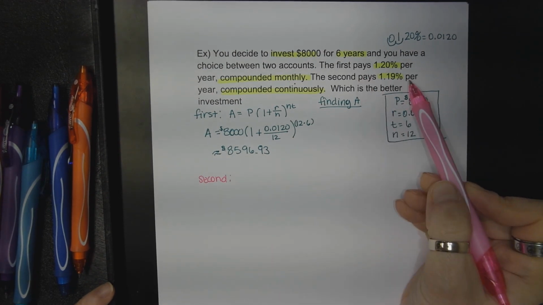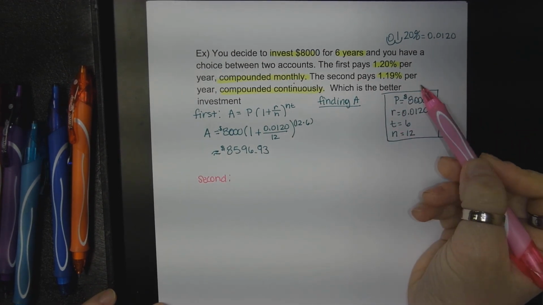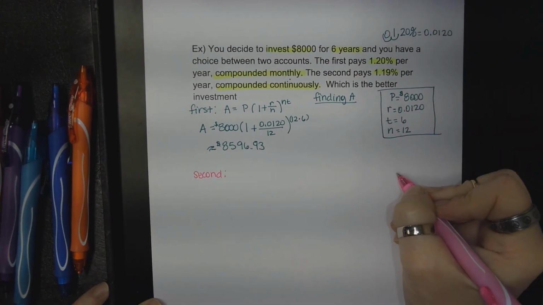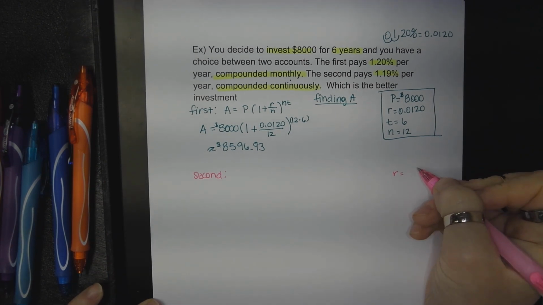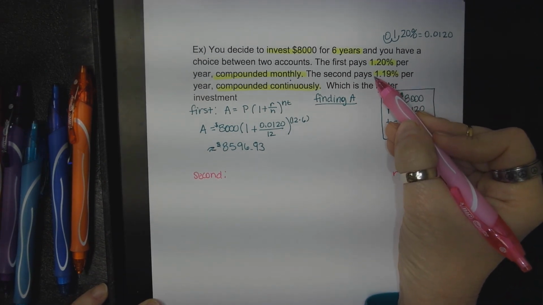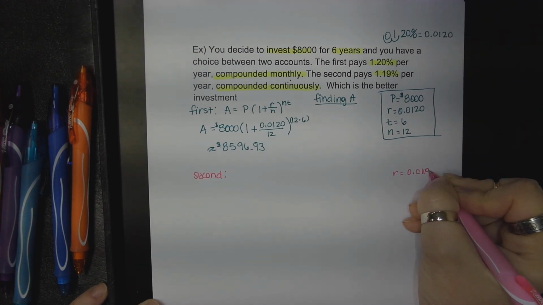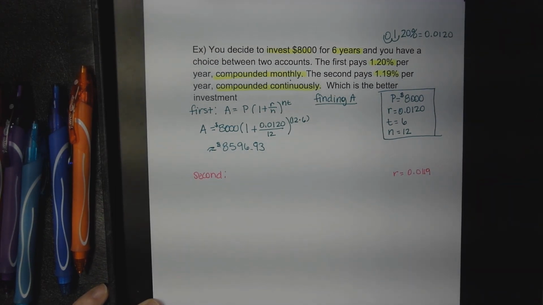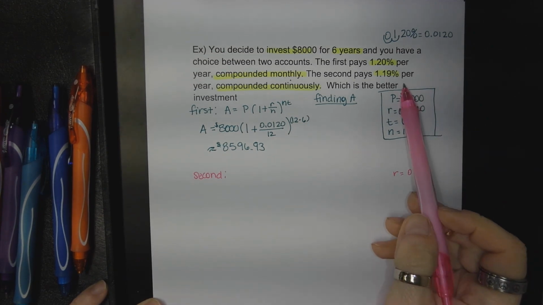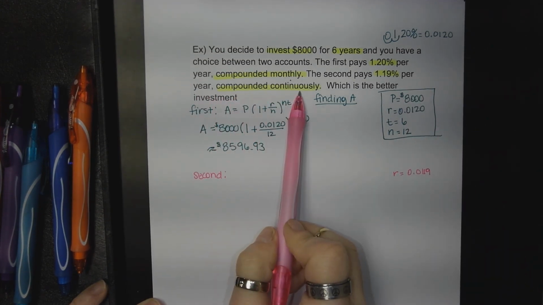Second account. So it pays everything about our key is going to be the same, except our rate is going to change. So this one, our rate, we're going to move our decimal point over 1, 2, so it's going to be 0.0119. Almost forgot my second one there, sorry. And it says per year, and it's compounded continuously.